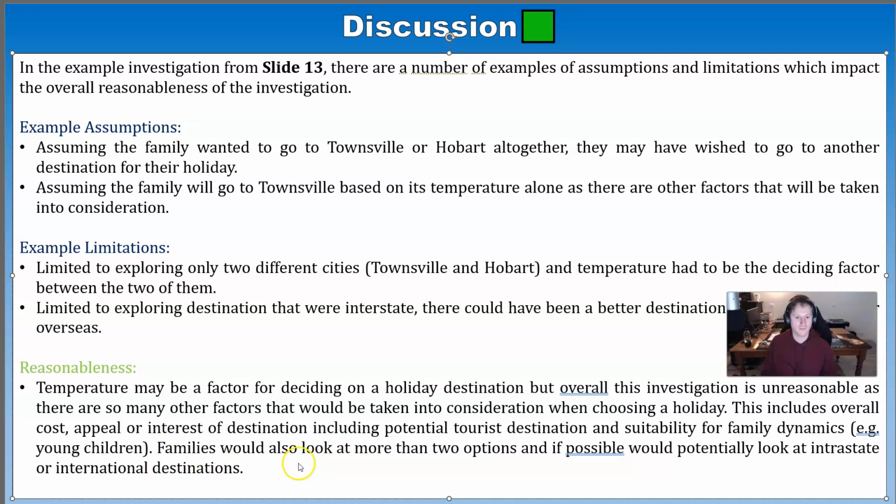Families would also look at more than 2 options, and if possible, would potentially look at interstate or international destinations. So the reasonableness is low, or you could say it's an unreasonable investigation.